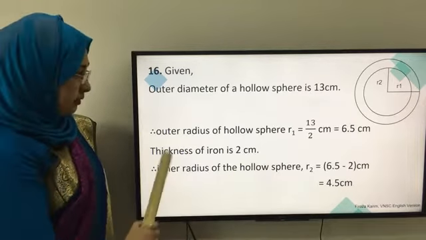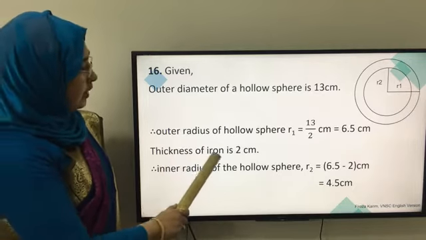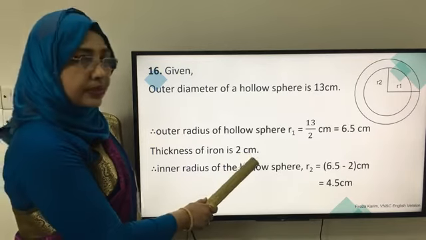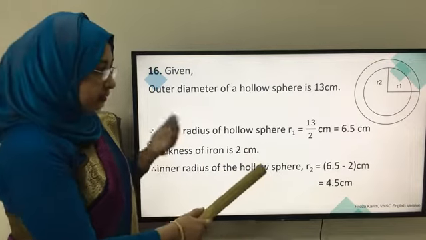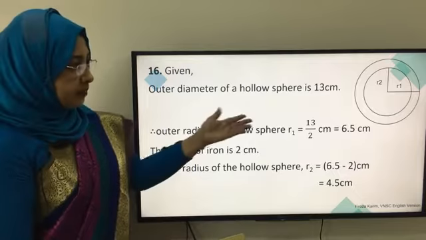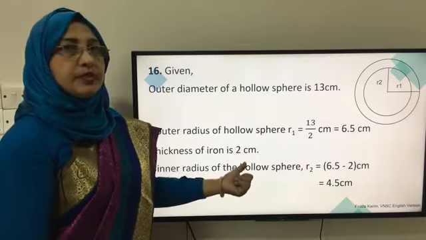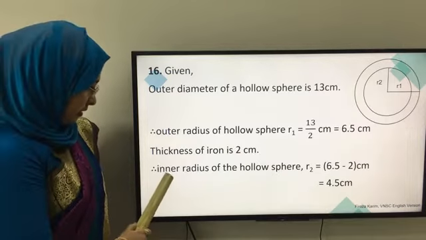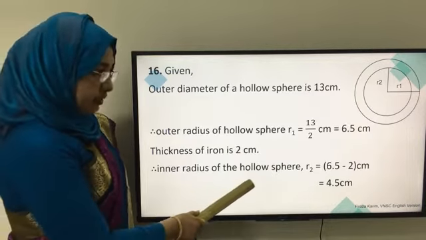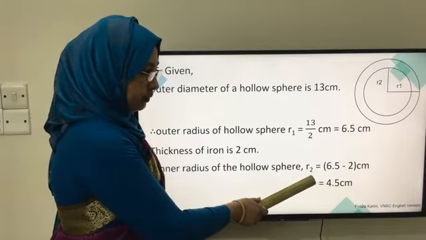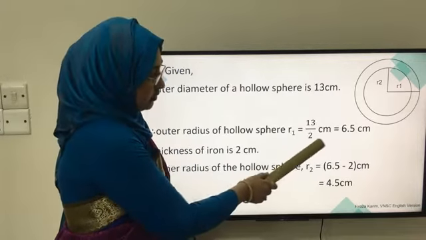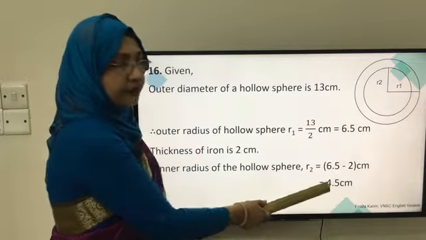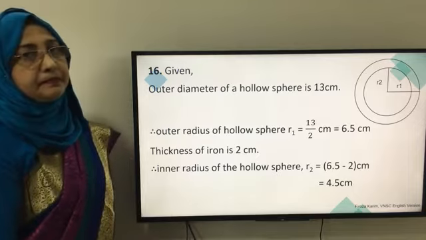Okay, now we know the thickness of iron from our question. The thickness of the iron is 2 centimeter. So the inner radius should be less than the outer radius by these 2 centimeter. So we can find the inner radius. Therefore, the inner radius of the hollow sphere, r2, equals, we have to deduct 2 from 6.5 and we are getting 4.5 centimeter.